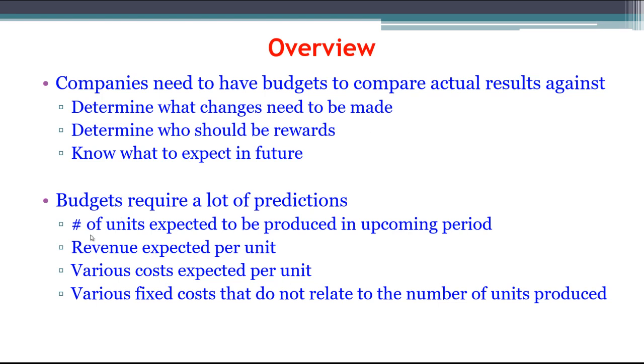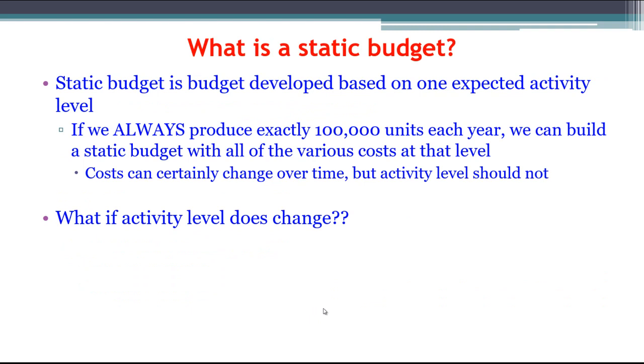So we need to know the number of units expected. We need to know the revenue expected per unit, the selling price. We need to know all the various costs expected per unit, your direct materials, your direct labor, your variable overhead, and even we could bring in the variable selling and administrative costs. And then you also, very importantly, need to understand the fixed costs that do not directly relate to the number of units produced. So fixed costs as in manufacturing or fixed selling and administrative.